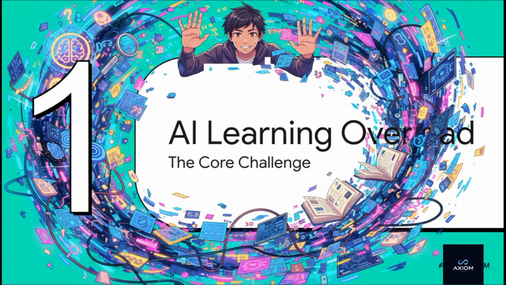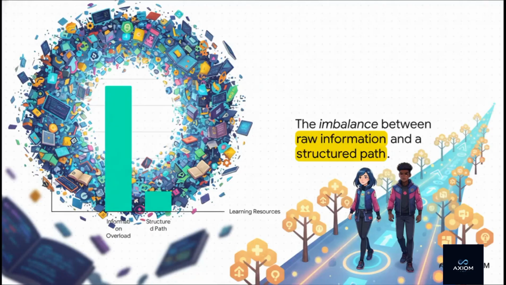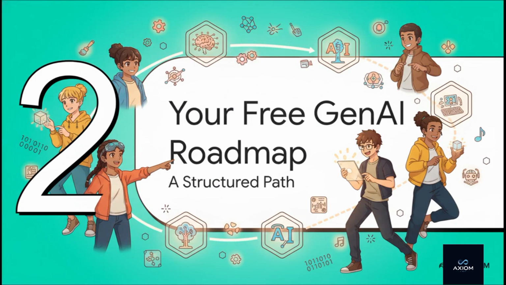All right, Section 1, the AI learning overload. Let's really dig into this problem for a second. This chart just nails it, doesn't it? On one hand, information overload is through the roof. I mean, there's a mountain of articles and videos out there. But on the other hand, a clear, structured path, it's tiny. That gap right there, that's the reason so many people just get frustrated and give up before they even really start. So that brings us to the solution, your free Gen AI roadmap.